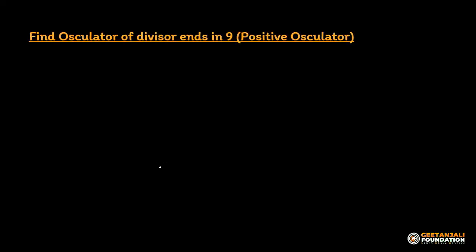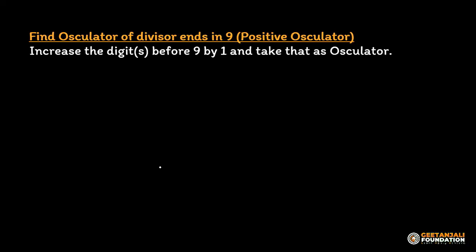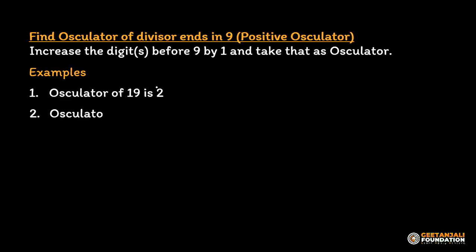Find the oscillator of a divisor that ends in 9. In this case, you get a positive oscillator. So how do we get it? Increase the digits before 9 by 1 and take that as the oscillator. For example, the oscillator of 19. When we have to find the oscillator of 19, we will take the digit before 9, which is 1. We increase it by 1, so we get 2, and 2 is our oscillator in this case. One more example, the oscillator of 139. See, before 9 we get 13, we add 1 to this, so we get 14. So 14 is the oscillator in this case.